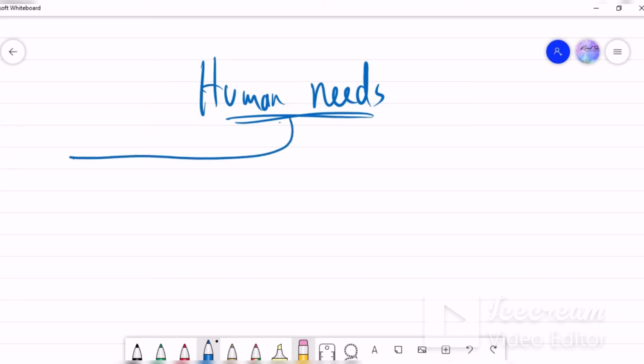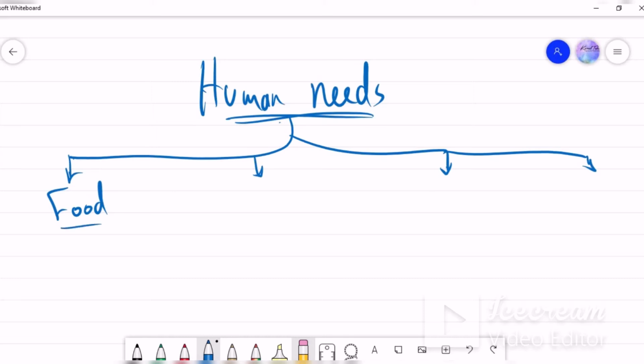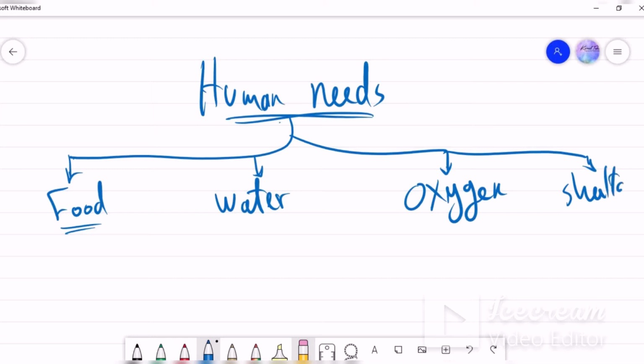If you look at what the human needs, you can see that we have basic needs. At first we need food, or we can say we get nutrients from the food, and we need water also, and also we need oxygen, and shelter. Now these are the basic needs for the human body. We can't survive without all these basic needs.